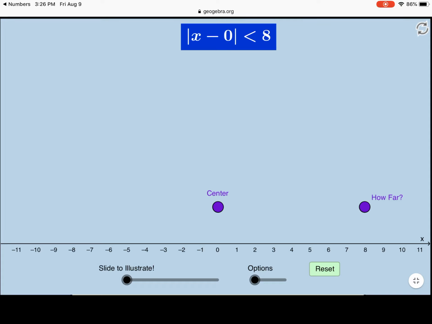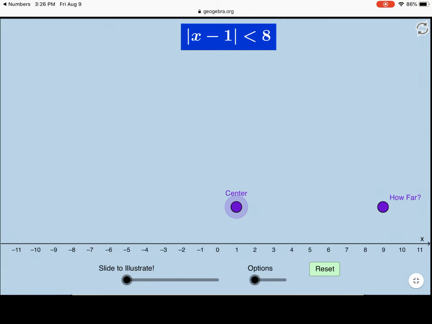I'm going to change my center on this. So let's say I center at 1 now. Look how that changed the inequality. Now I have the absolute value of x minus 1 is less than 8. So that is now changing our definition of absolute value to now being centered at 1 rather than at 0.